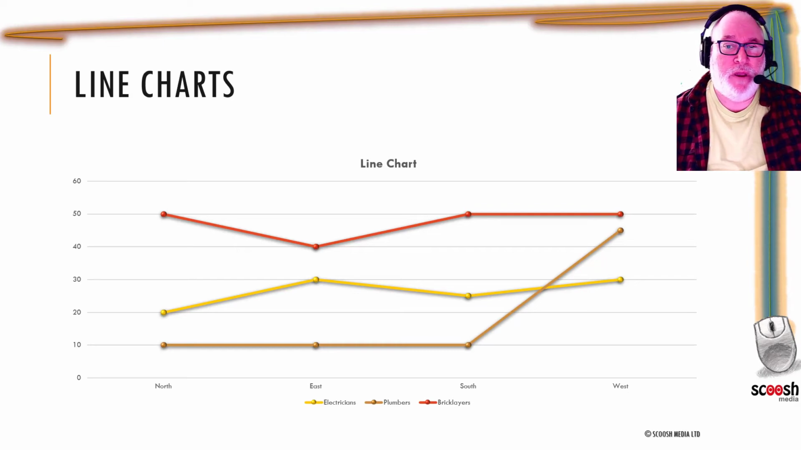Line charts. Line charts allow you to see more than one line, or it could just be the one line if you wanted, but it's great for comparisons, so you can build up a pattern, so you can see straight away if there's a trend, for example.